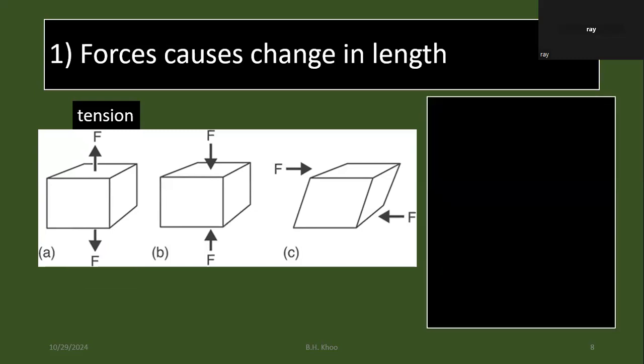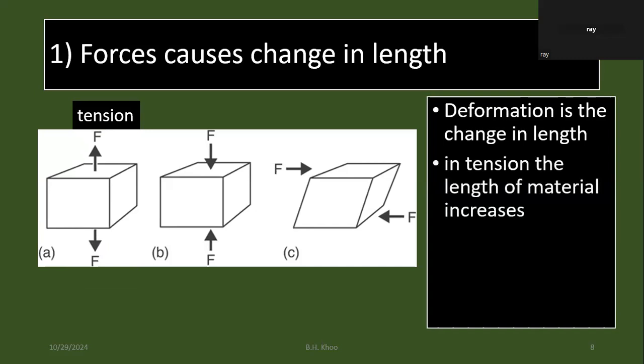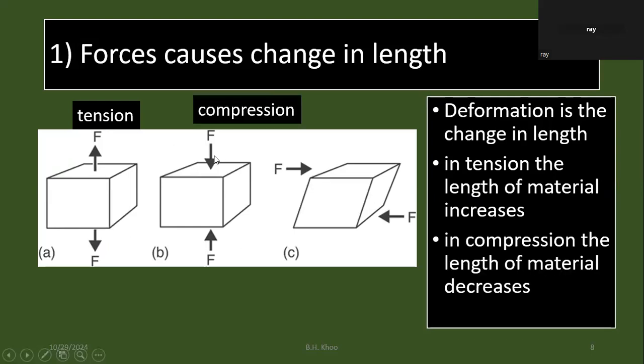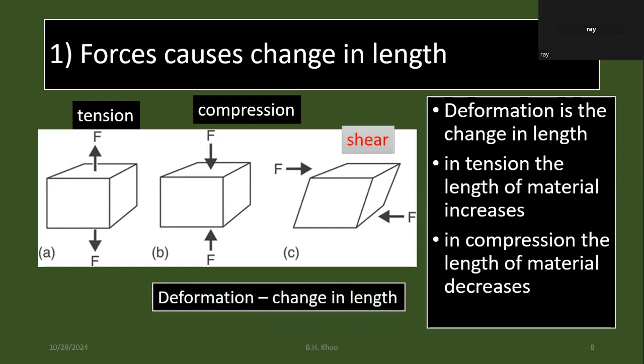Forces cause change in length. You should be able to differentiate what is tension. Deformation is change in length. That is what we are interested in. In tension, the length of the material increases. That's the first case where you stretch it. The force is called tension. Whereas the second case, B, is compression, where the two forces compress the solid, decreasing its length. And then where the force is applied sideways on the surface, we call that shear. We are not interested in the case of C. We are interested in A and B only. So we are looking at deformation, change in length.